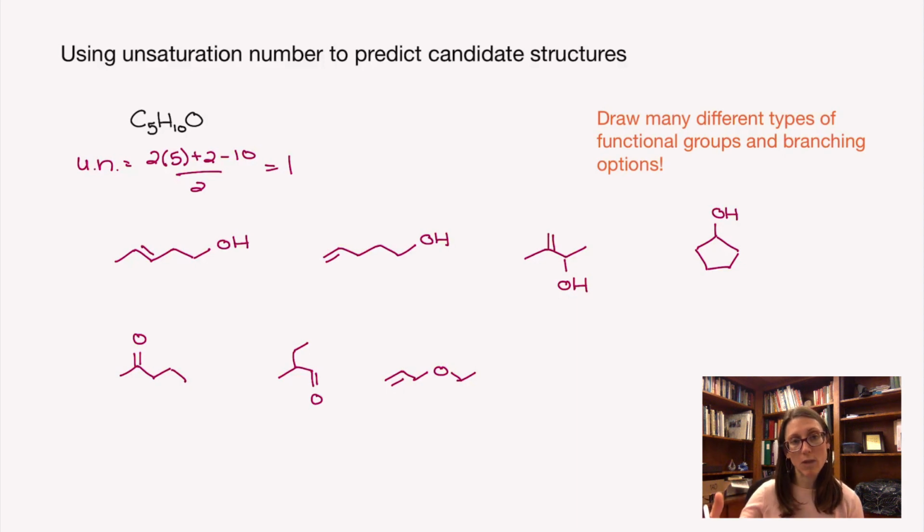Then you can use the spectra to narrow, to funnel, to guide, to see if any of your current pictures work, and if none of them work, to figure out which ones are closest and how you might adapt them to get towards a correct, reasonable structure that matches all of the data information. We are certainly going to be doing plenty of practice in class, but bring in questions about what unsaturation number is and what we're going to do with it and how we're going to use it.